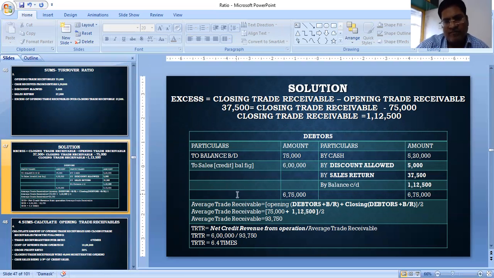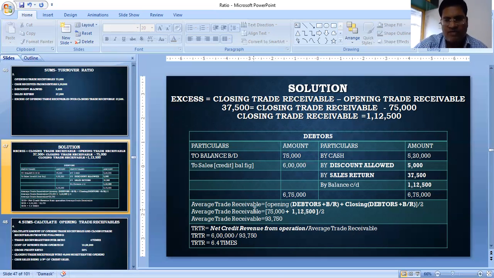How did 1,12,000 come? It is like this: the excess of closing trade receivables, closing trade receivable minus opening trade receivables, is given as 37,500, and opening trade receivable was 75,000. So when I solve it, closing trade receivable comes to 1,12,500. We have added the credit side, it got 6,75,000. The balancing figure is sales, that is credit revenue from operation, which is 6 lakhs.